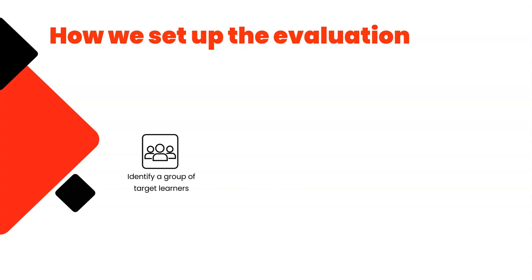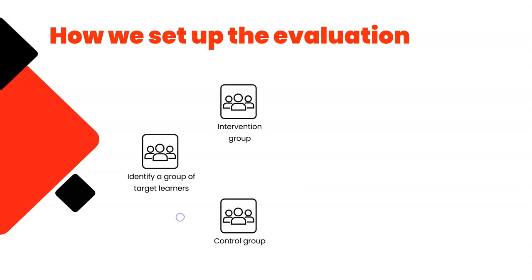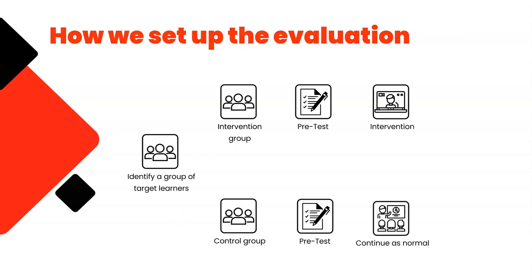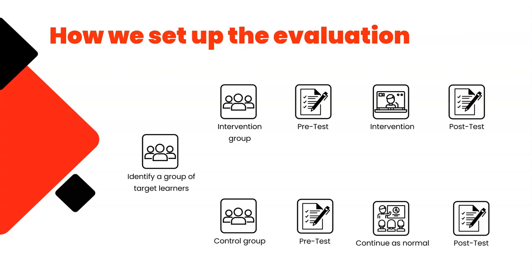So this just involves you identifying a group of target learners. You'll then put the number of learners into the randomization tool, which is in the wizard, and then it will allocate these into an intervention and control group. You will then complete the pre-assessment with both groups, and then the intervention group will receive the spelling intervention for the duration of the 5 sessions, and the control group will continue as normal. And then you complete the spelling test again as a post-assessment measure.